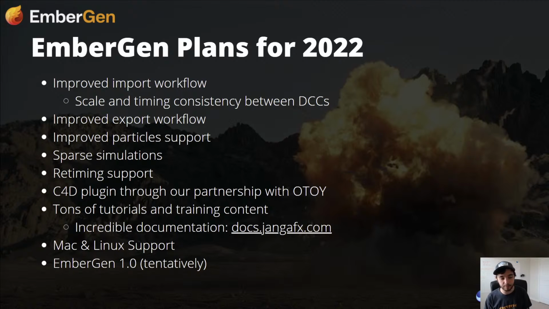But what does 1.0 mean? 1.0 means that we have Mac and Linux support. It means that we have retiming support. It means that we have sparse simulations, our improved exports, our improved imports, scaling consistency, the particles, everything. Like everything that you see on this list, it all has to be in 1.0. So if we can get all of this stuff done, then it'll be released. If not, then probably 2023 is when 1.0 would come out. So that's about it for EmberGen right this second.